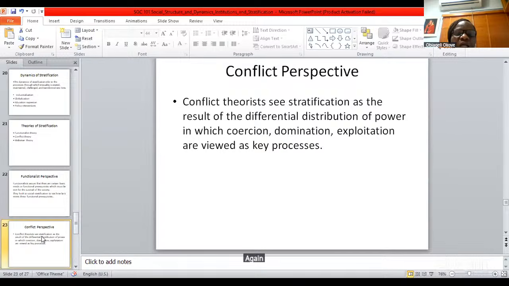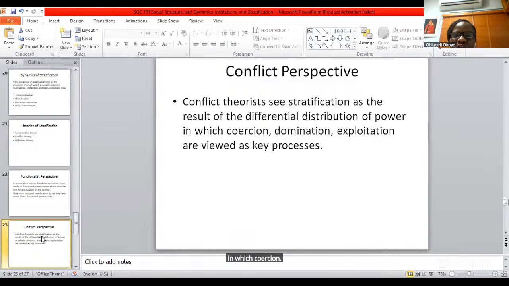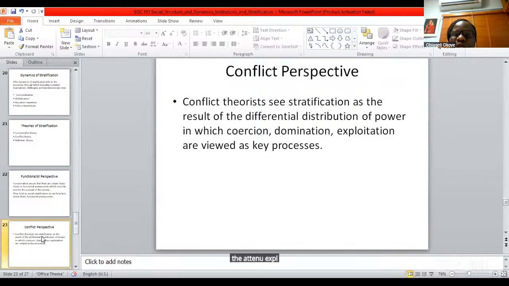Again, from the conflict perspective, the conflict theorists see stratification as a result of the differential distribution of power, in which coercion, domination, and exploitation are viewed as the key processes. So these theories believe that people who come to power don't just attain it. They attain it through exploitation, domination, and coercion.